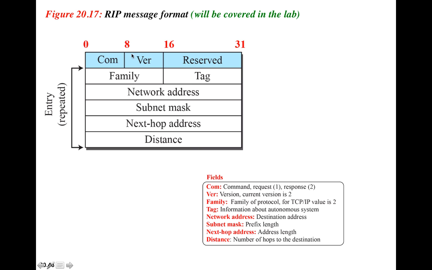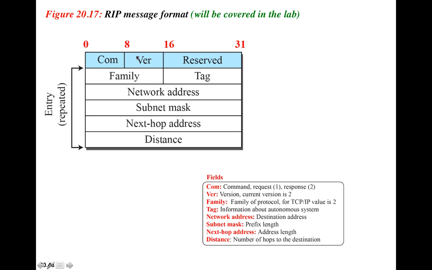Now we are looking at the message format. What do we have inside the RIP packet? The first 8 bits cover the command. This can be a request or a response. If it's a request, it means the router is requesting routing information from other routers. And if it is a response, it means the router is responding to the request. So it can be a request packet or it can be a response packet, based on this field.